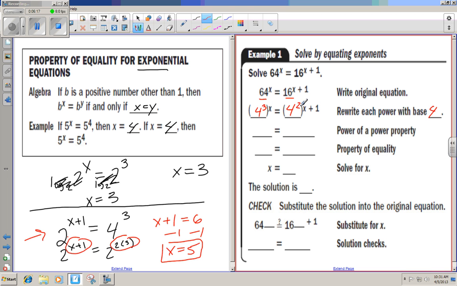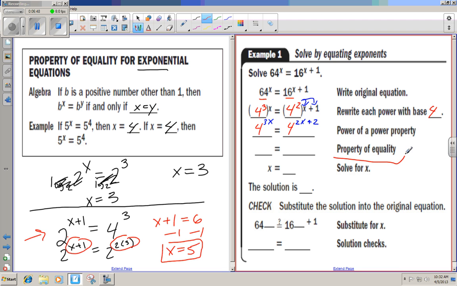First of all, you have to remember the power of a power property. That means we're taking a power of a power. That ends up being 4 to the 3x power. And now here we have 4 to the 2, so the 2 gets distributed onto the x and onto the 1. So 2x plus 2.